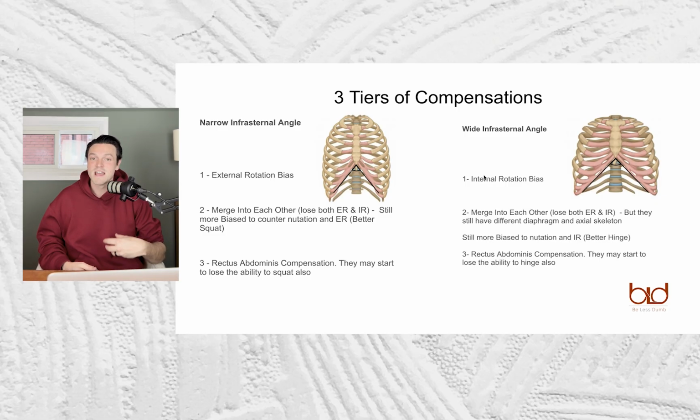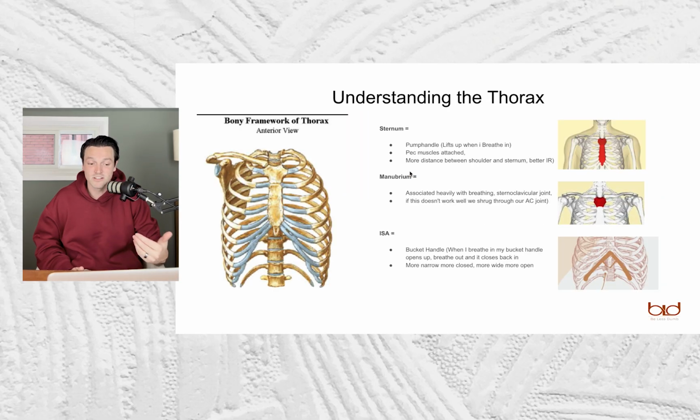So they still have a different diaphragm and still have a different axial skeleton based on the infrasternal angle. So they should still be more biased to nutation of the hips and stuff like that. And also they should still have better internal rotation. Therefore, they should have a better hinge. If they fall once again into that tier 3, which is more of a rectus abdominis strategy or compensation again, then they might start to lose their ability to hinge also. Once again, that's the furthest back we are, and we don't love to start there, but sometimes we have to.